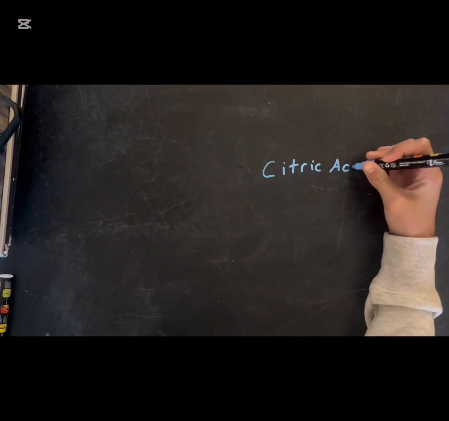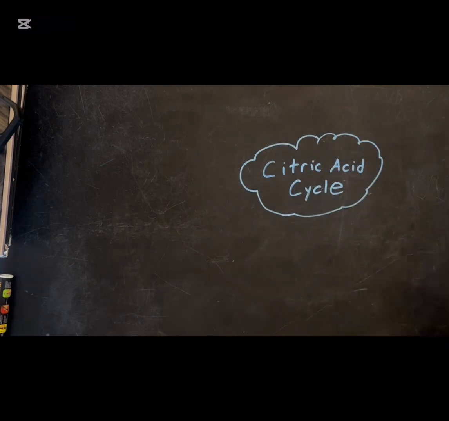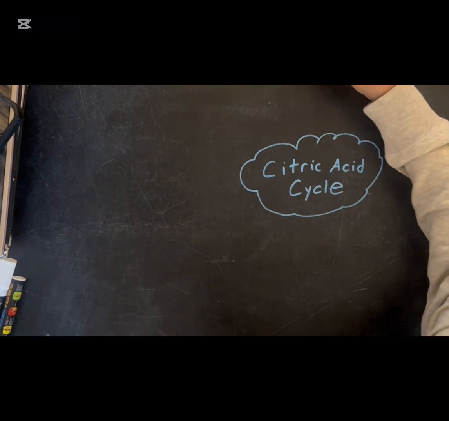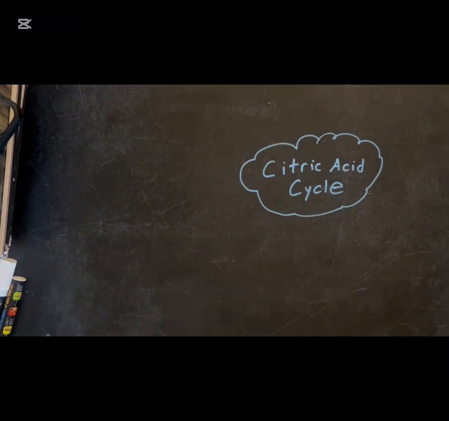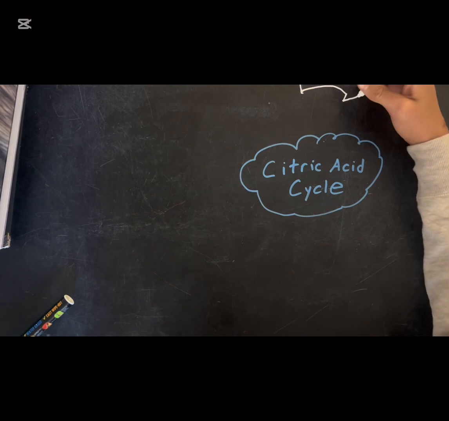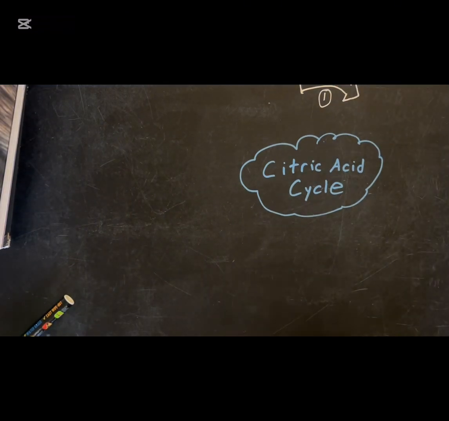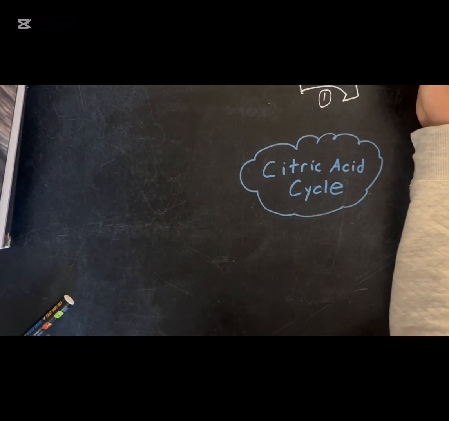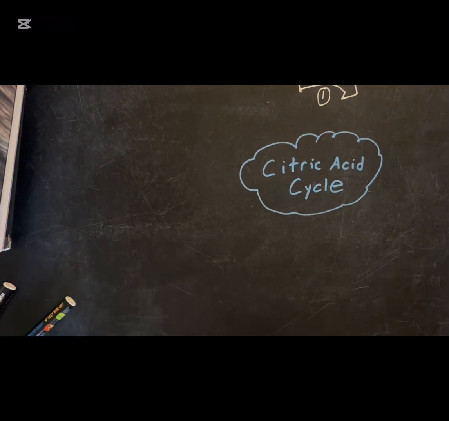The Krebs cycle, also known as the citric acid cycle, plays a key role in energy production. It takes place in the mitochondria, where the cycle begins when a molecule called acetyl-CoA combines with another molecule called oxaloacetate. Together, they form a molecule called citrate or citric acid. This step is highly exergonic.